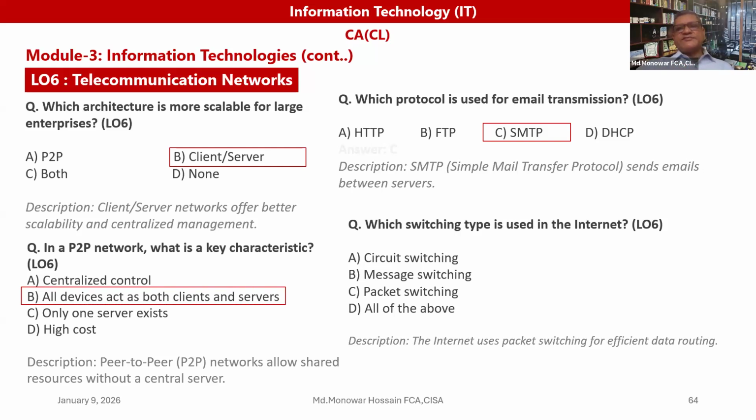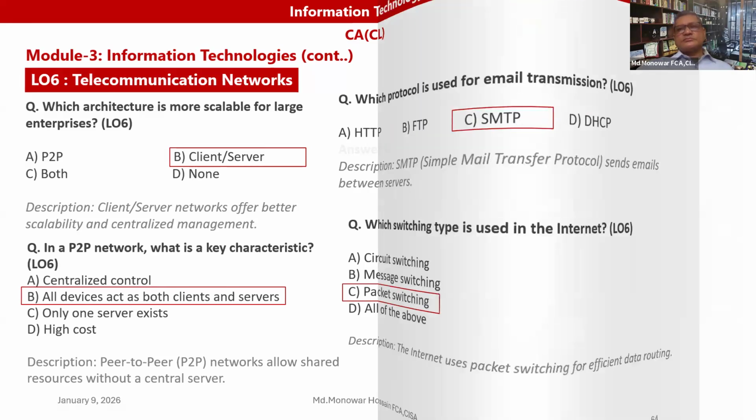Which switching type is used in the internet? The internet uses packet switching for efficient data routing. Answer C. So packet switching is used in the internet. Answer C.